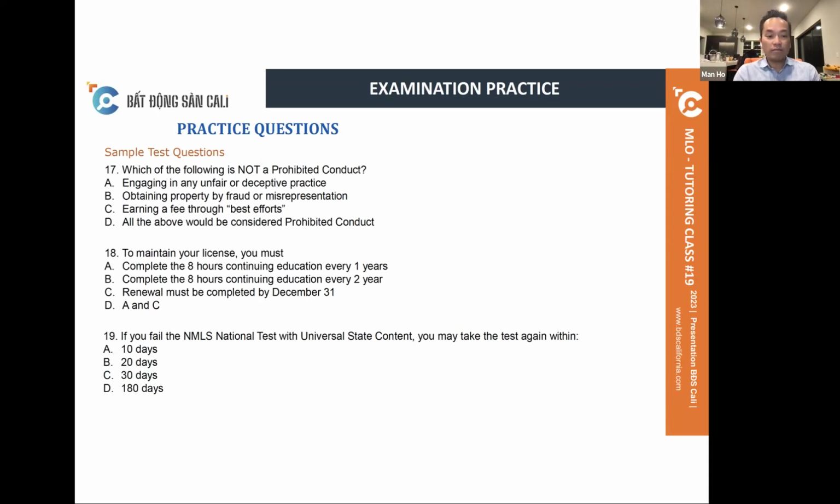Guess what? Your answer is wrong, because your answer may be C too, right? C says renewal must be complete by December 31st. Is it right? You must renew by December 31st. If you don't, you get a penalty by completing by February 28th. Okay, but C is correct. You must complete by December 31st. So if you pick A or you pick C, you're wrong. Maybe it's A and C, which is D. Okay, let's find out later.